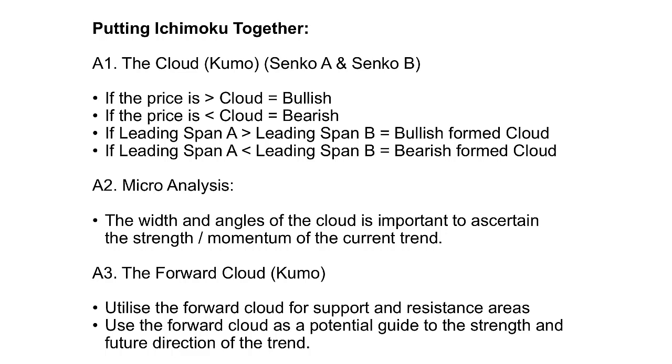So A1 there, the cloud. Kumo, Senko A, Senko B. If the price is greater than the cloud, bullish, vice versa, bearish. If the leading span A is greater than leading span B, bullish formed cloud, and vice versa. Micro analysis around that: the width and angles of the cloud, remember, are important to ascertain the strength and momentum of the current trend.